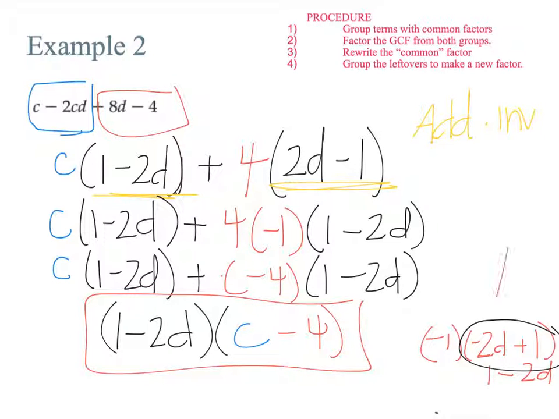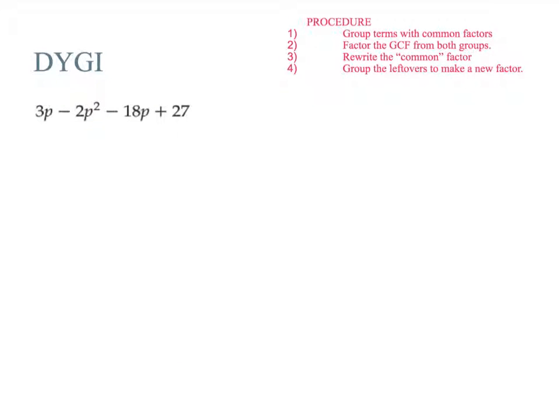Again, the only difference is doing this negative 1 business. Okay, here is the did you get it? Again, when you find additive inverses, factor out a negative 1, and you will be fine.